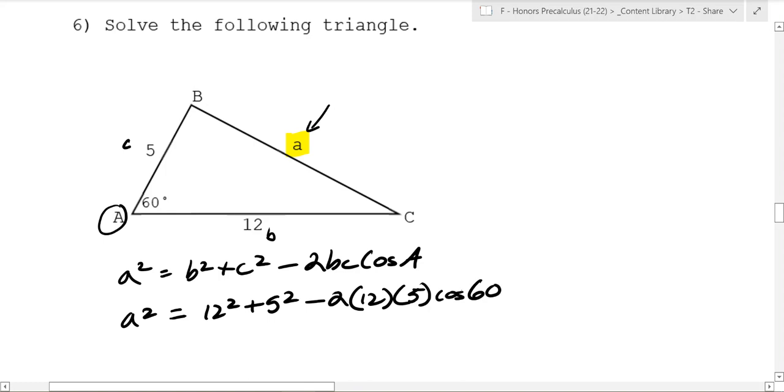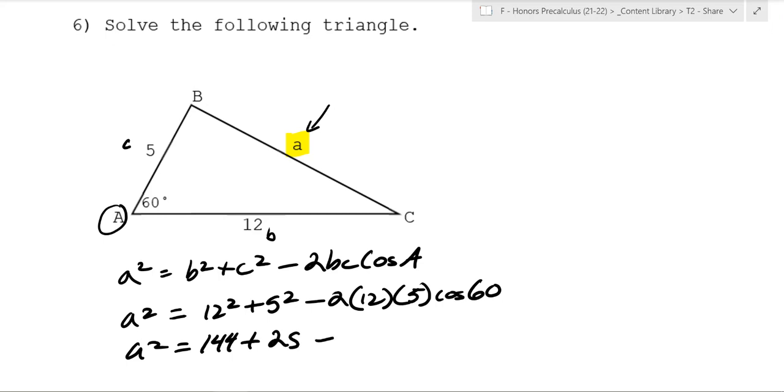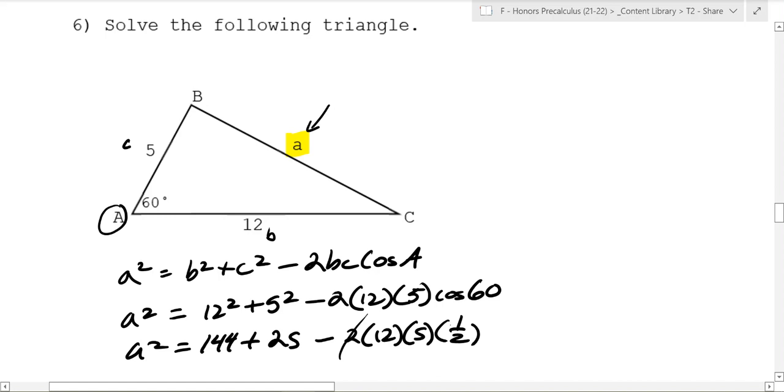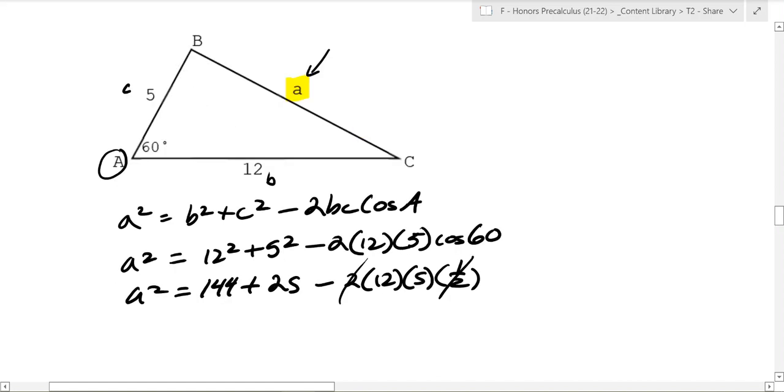You don't have to use a calculator on this, but you can. So what do you end up with? You end up with a squared is equal to 144 plus 25 minus 2 times 12 times 5, and cosine of 60 is 1/2. So the 2 and the 1/2 cancel, and when you do this out, a squared will end up equaling 109. So a will equal the square root of 109. So you know that this side is the square root of 109.